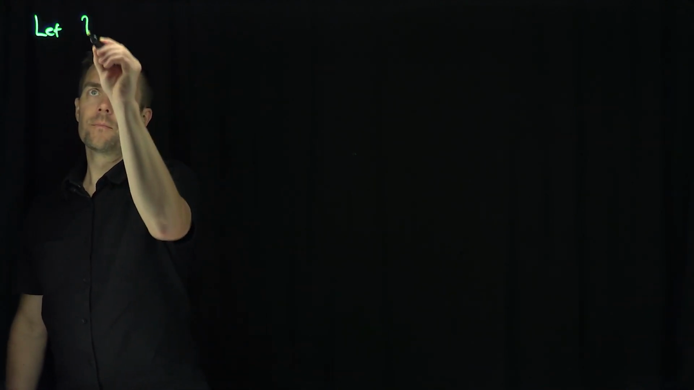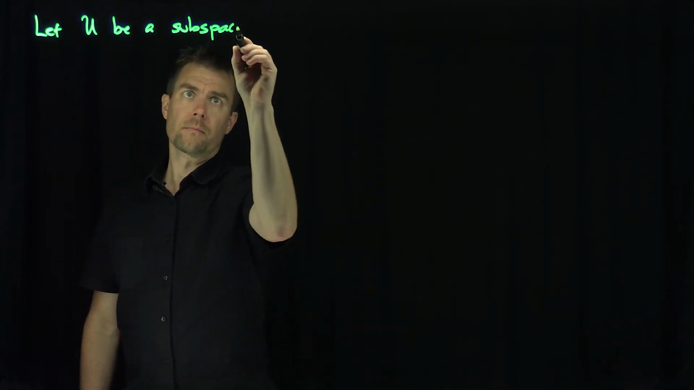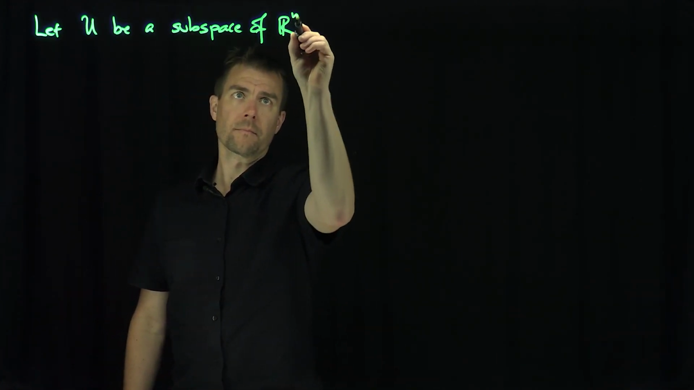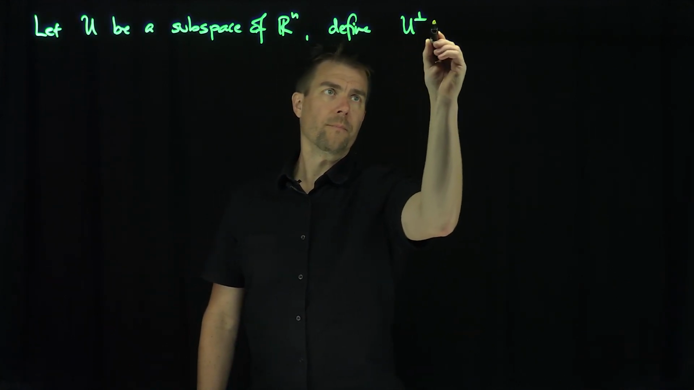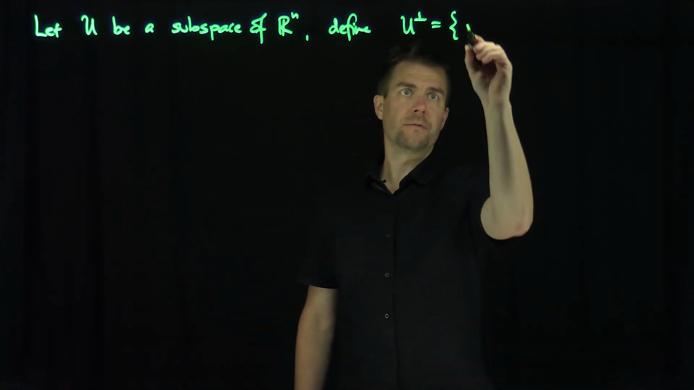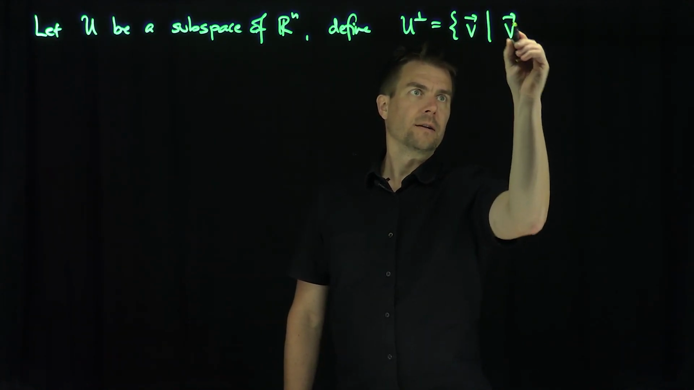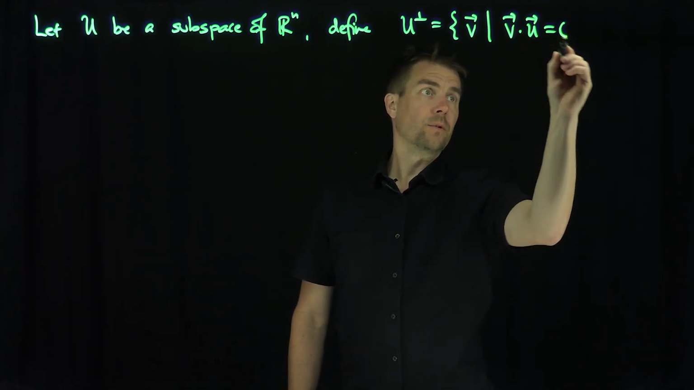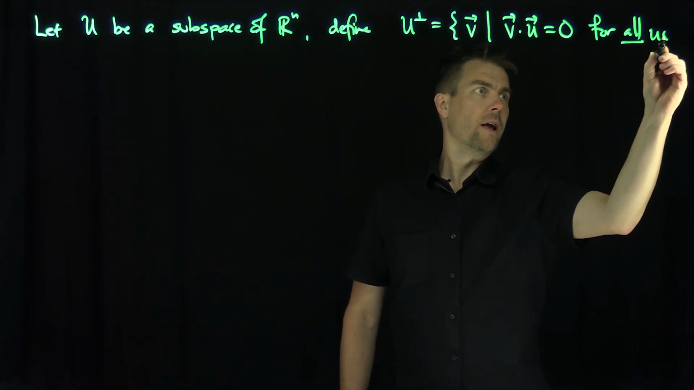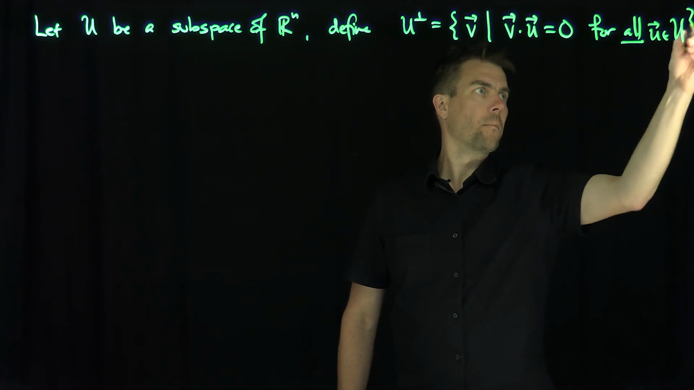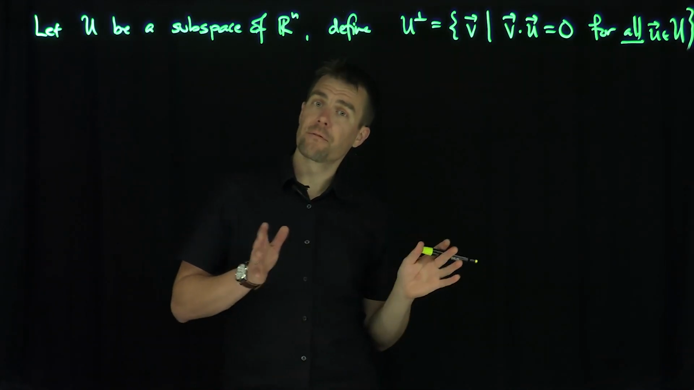Let U be a subspace of R^n, then define U perp to be the set of all vectors V such that V dot U is equal to 0 for all U in U. In other words, U perp is all the vectors that are perpendicular to everything in U.